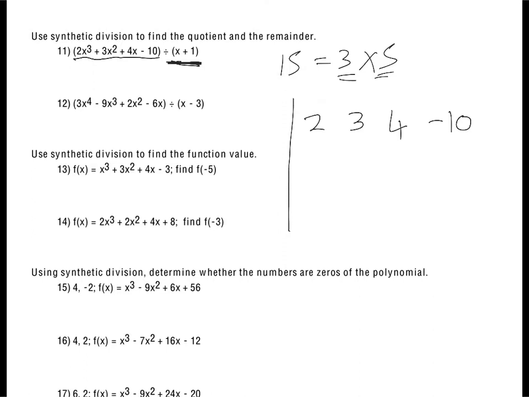Right, bring down the first number. And the reason is, look, we're only dividing by x. If we are dividing by x, just forget about the +1, then the 2x cubed divided by x will become 2x squared, because I'm only dividing by x. In other words, the 2 will stay the same. The number in front will stay the same.